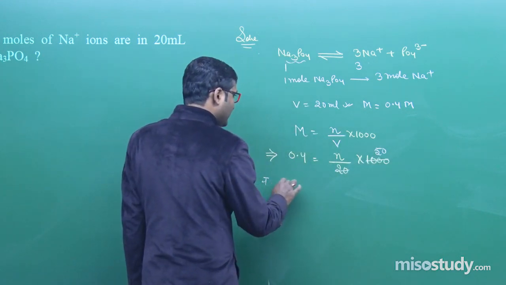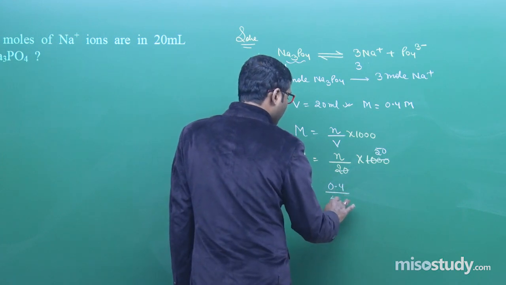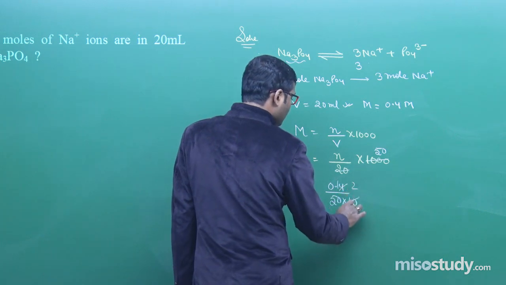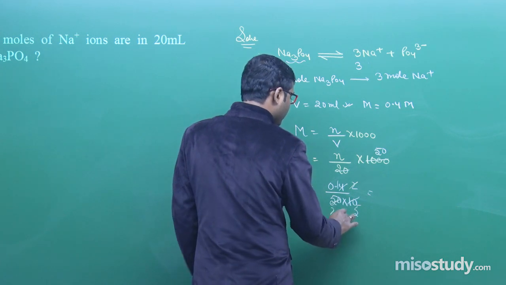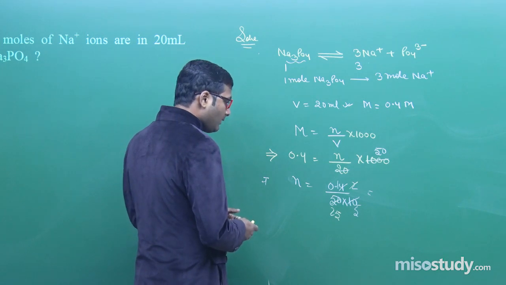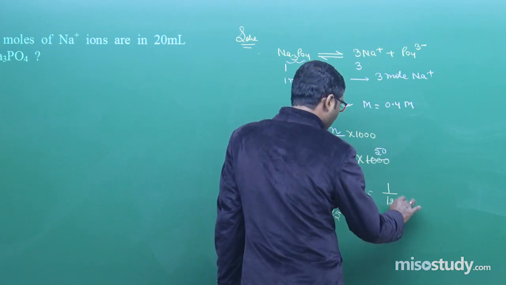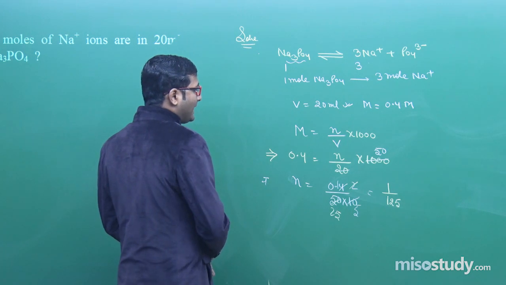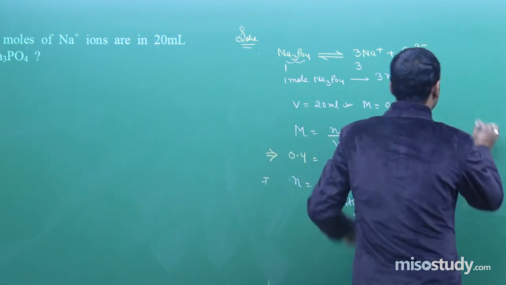That gives 50. And n is equal to 0.4 divided by 50. Put here 10, 2 2s are 4, 2 5s are 10. Now 2 upon 25. Clear? Now n is equal to 1/125. This is the number of moles of Na3PO4.